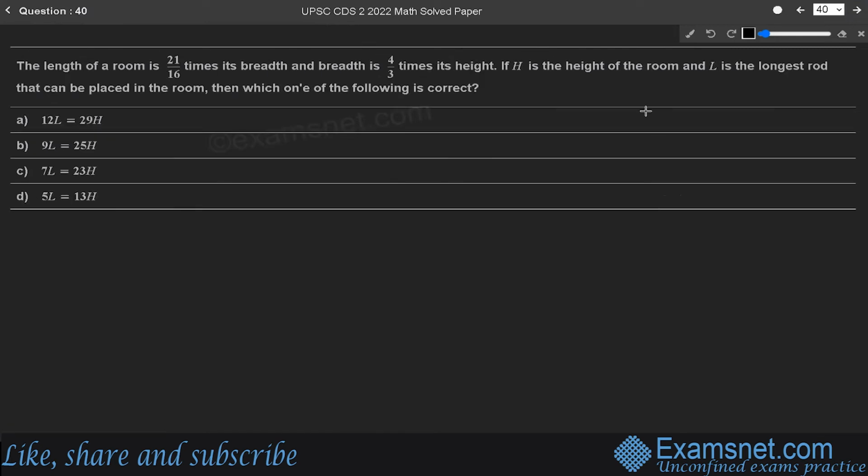Next question is, the length of a room is 21 by 16 times its breadth and breadth is 4 by 3 times its height. So the two conditions are given, that length is 21 by 16 times the breadth and breadth is 4 by 3 times h, means 4 by 3 into h. So from here we will get length upon breadth is equal to 21 upon 16. And from here we will get breadth upon height is equal to 4 by 3.